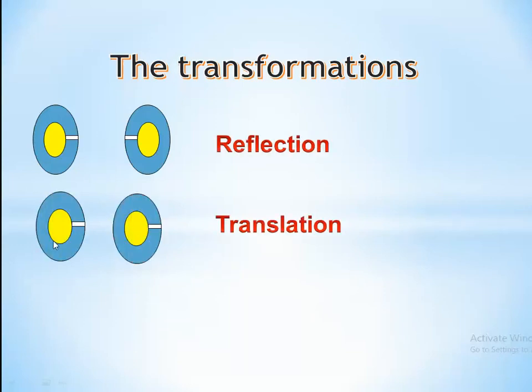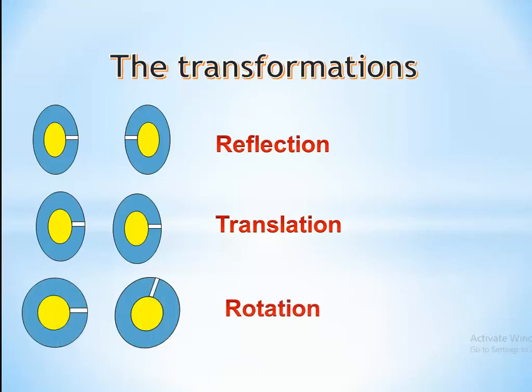But if it was like this, just moving in the same direction, right? It moved in the direction without any change, so it means translation. Okay, rotation, turn around, so it means rotation. We have three types of transformation: reflection, translation, rotation. Okay, and this year we will study translation.